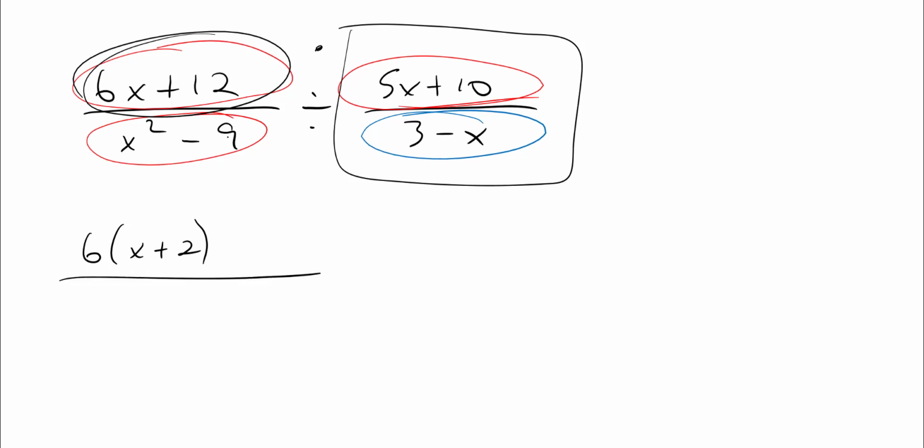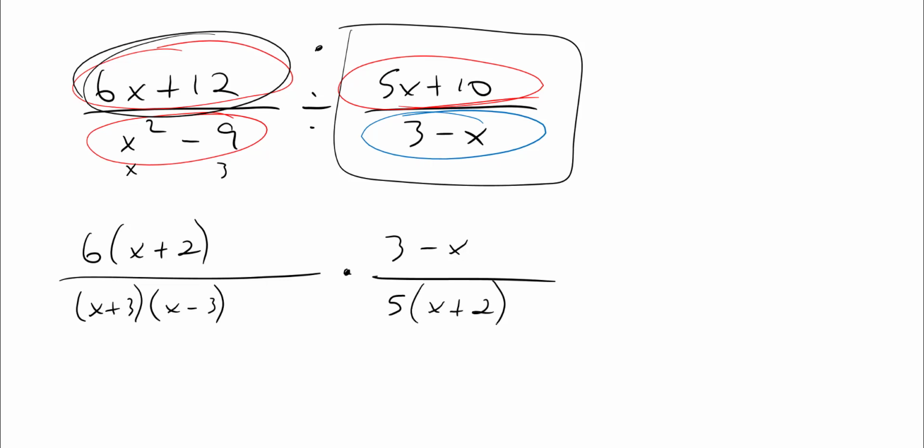The bottom, you guys should recognize is a difference of two squares. So this is an x and a 3, right? So it's x plus 3, x minus 3. And then change to multiplication. And I'm just going to write this out here because we're going to deal with it at the end. And then that 5x plus 10 goes to the bottom, but I can factor 5 out.